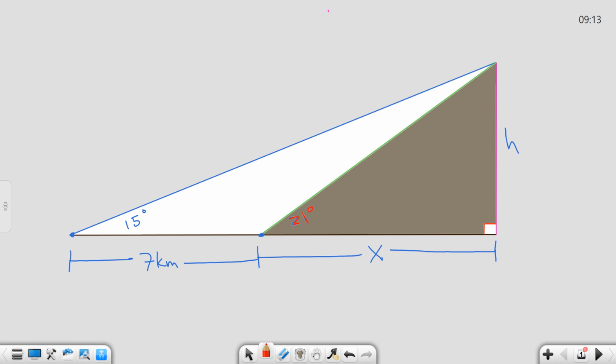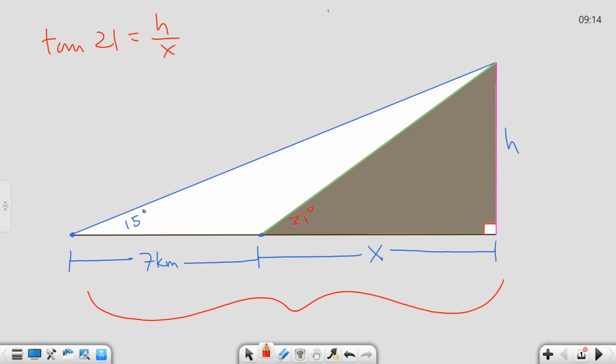What equation can you set up in that gray triangle? No and no. Somebody else. Could you do the tangent? Keep going. So it would be the tangent of 21 equals h over x. Perfect. Is that solvable? No, because it's 2 variables. Correct. But if I can come up with another equation, I could then solve the system.